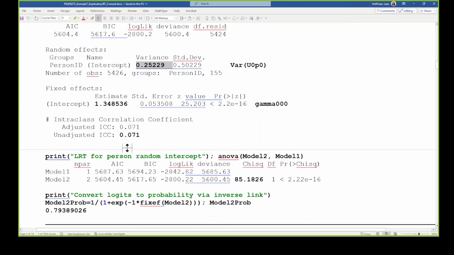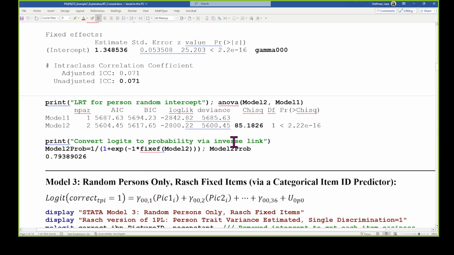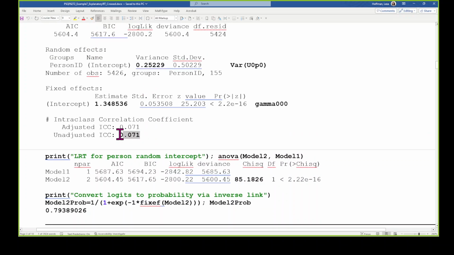Our friend the likelihood ratio test. What I did here is use ANOVA to compare my single level model against my 2-level model, providing a point of comparison, as you mentioned. The chi-square test of 85 is significant by either a standard or mixture chi-square distribution. Intraclass correlation of 0.07. So these are trials to items that are nested within people.